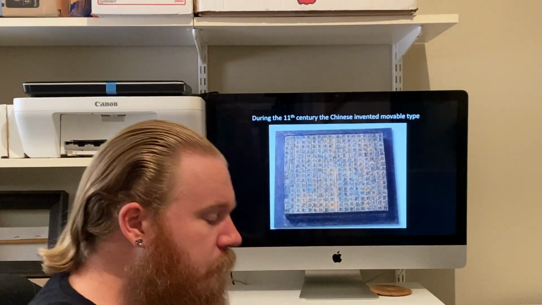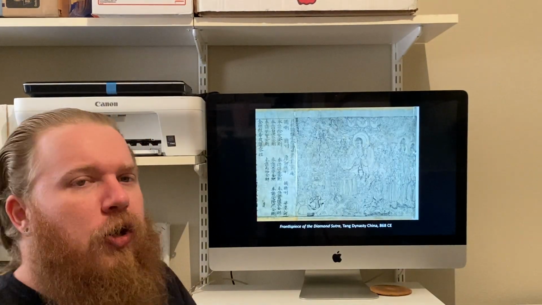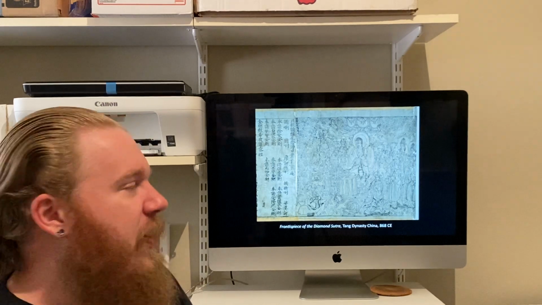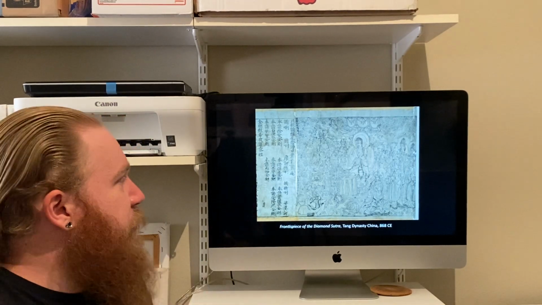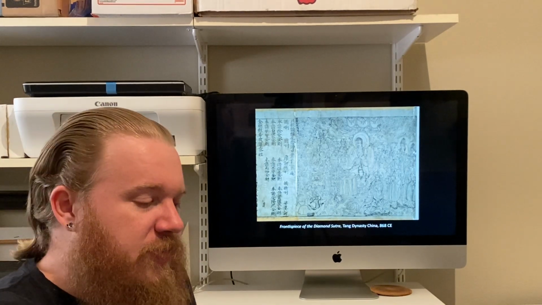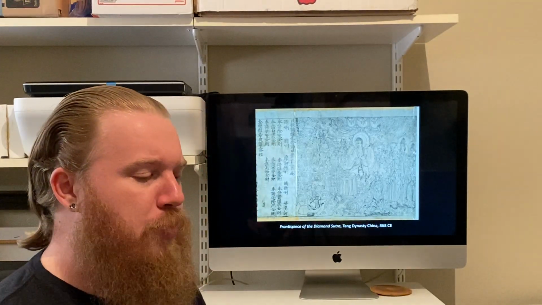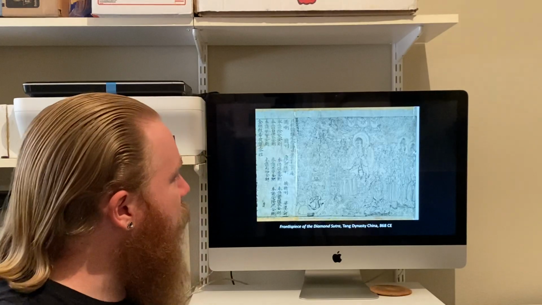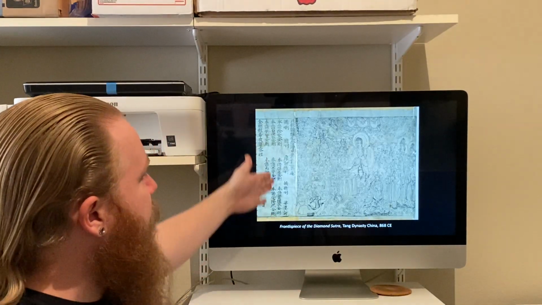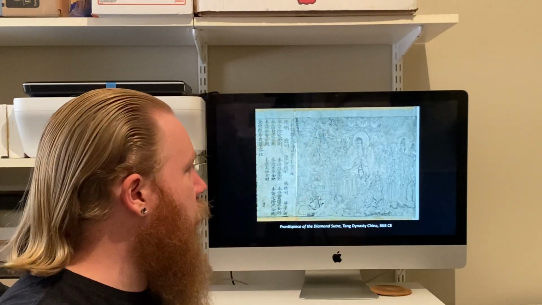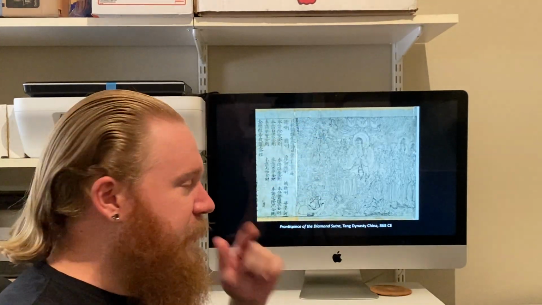So here we can see an example of a very early Chinese print image and movable typeface set. This is the front piece for what's known as the Diamond Sutra. This is a Buddhist sutra from the Tang Dynasty, so this would be Buddhist prayers and things like that. But we can see that movable typeface is being used for our text, and then we also have the addition of a woodcut image, which is added to this as well.